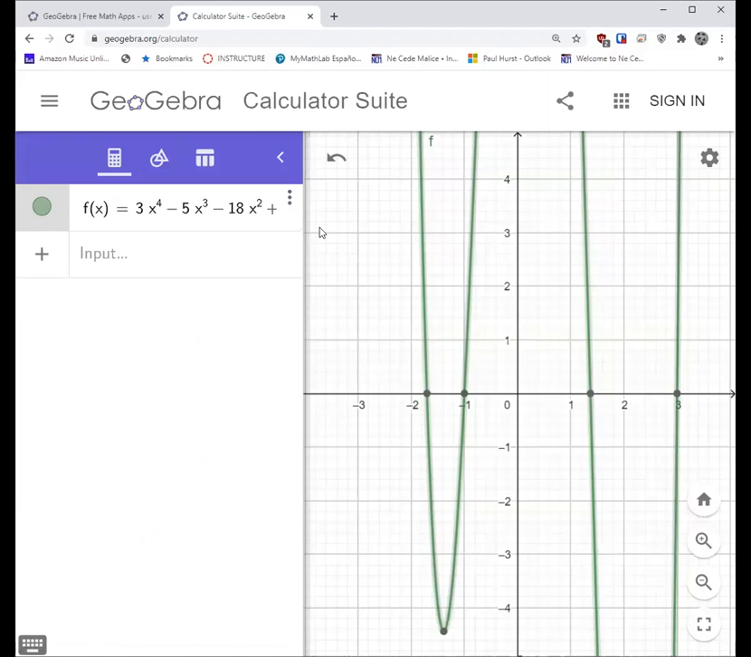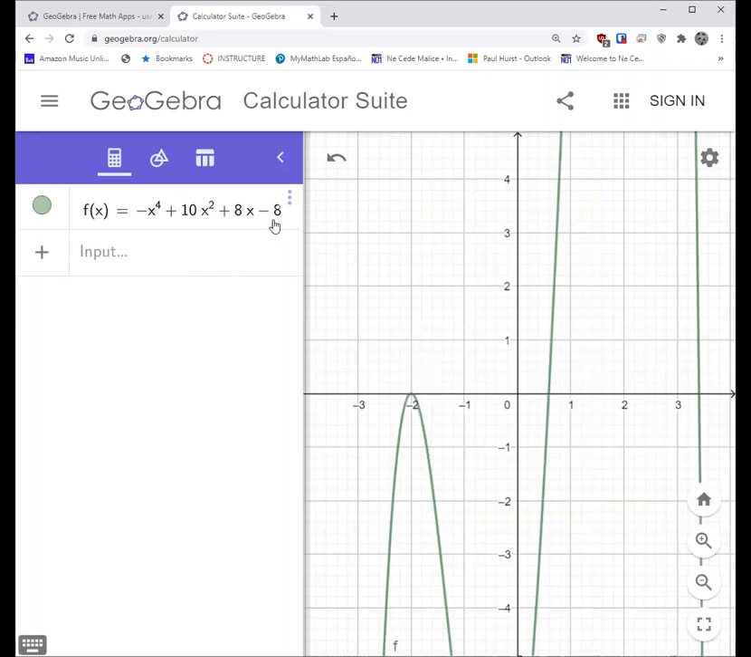Okay, someone already put a function in here. How did that come from? That's okay. We'll just delete what the people put in here. And it was what? Negative x to the fourth plus 10x squared plus 8x minus 8. Hit enter.